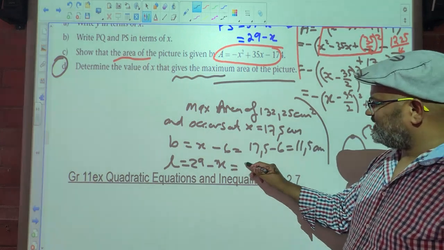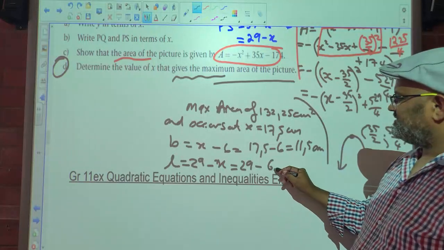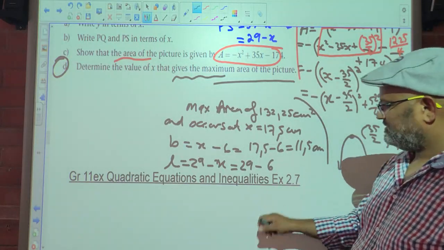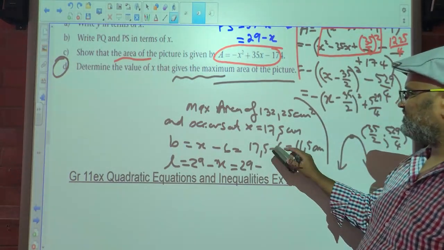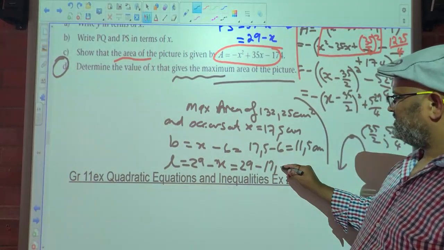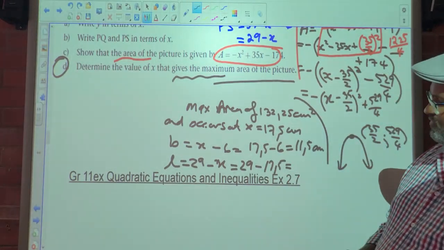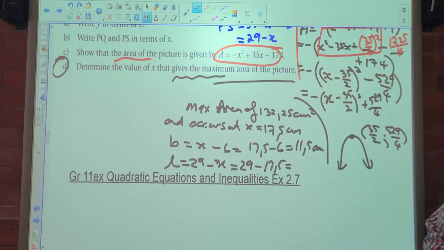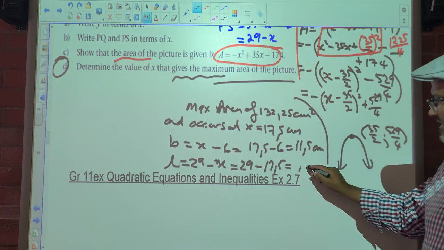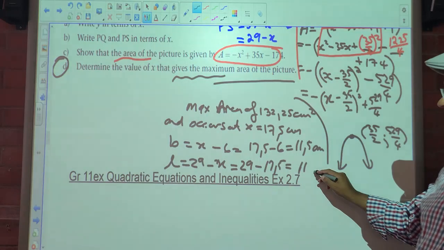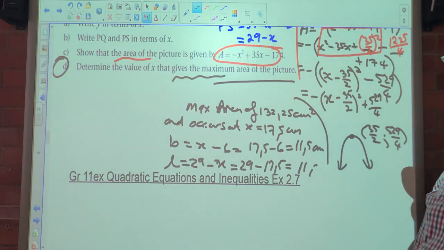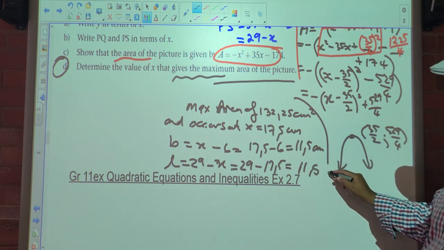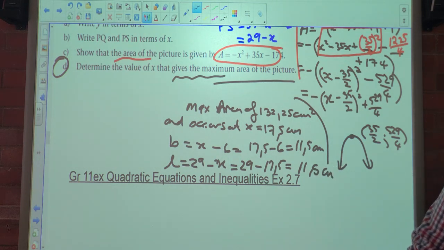centimeters, and this is 29 minus x. What's your x value? 17.5. What's 29 minus 17.5? Work it out. Let me just check these answers for you. Also 11,5. Come on. Okay, the area is a square.